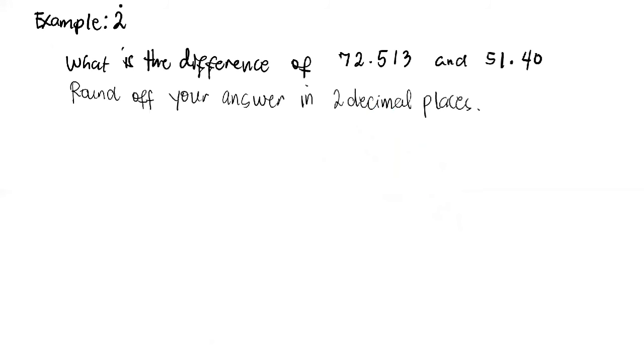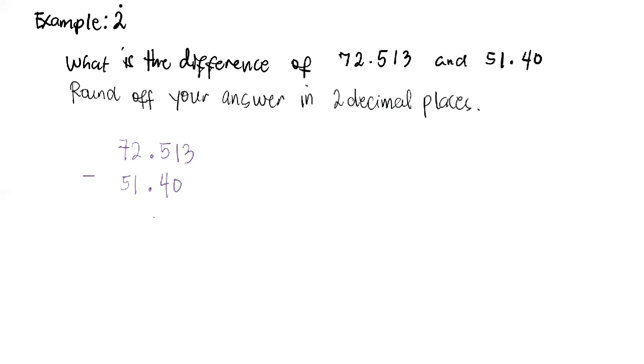So here, we have: what is the difference of 72.513 and 51.40 hundredths? Round off your answer to 2 decimal places. So, let's start subtracting our given. Align first vertically. So 72.513 minus, aligned at the decimal point, 51.40 with the same place values. Then let's proceed to the next step.